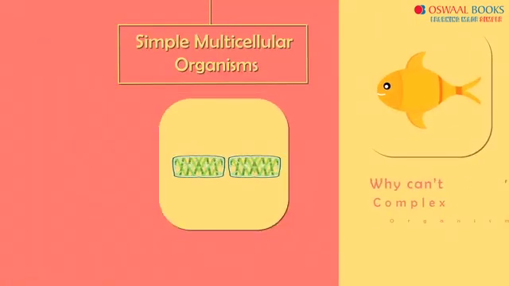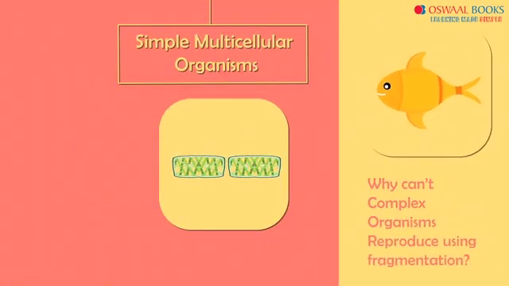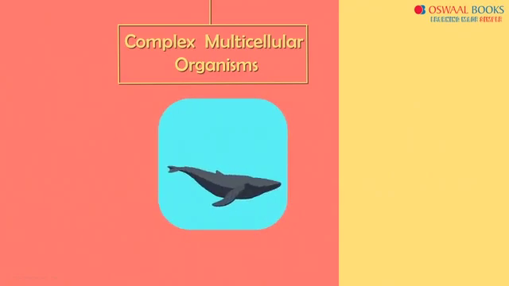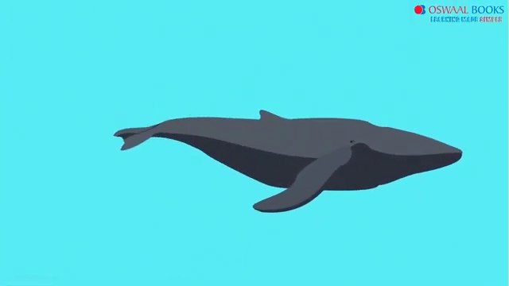Why can't complex organisms reproduce with the help of fragmentation? If you have a look at the spirogyra, it doesn't really have distinct body parts. The body, being simple, has only one type of cell. However, in complex multicellular organisms, for example the whale, the body needs specialized organs. And each organ is made up of different types of cells.